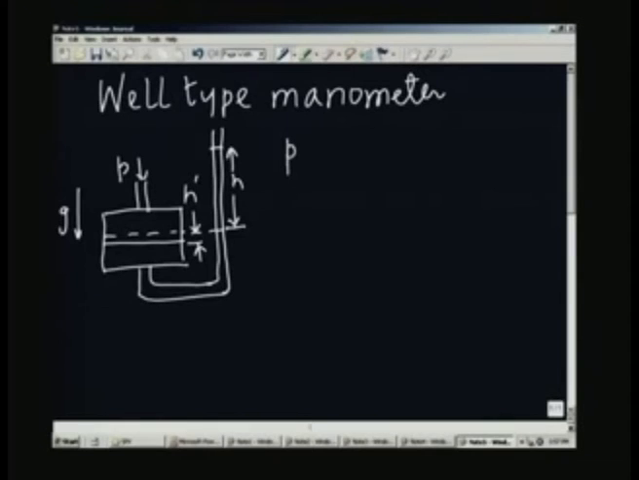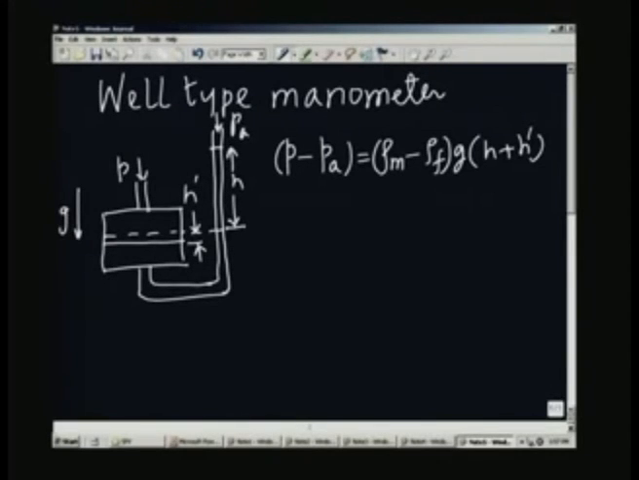So, we can see that P minus P A, if this is P A, must be equal to rho m minus rho f into G into H plus H prime. In the U tube manometer, H prime would have been equal to H, and H we called H1, so H prime would have been called H1. This H would correspond to H1 in the previous case, and it will become 2 H1 equal to H. So, suppose I take the area of cross section to be capital A here and the area of cross section to be small a here.